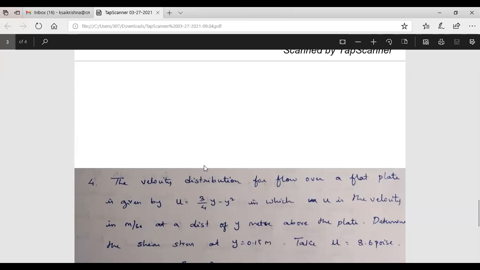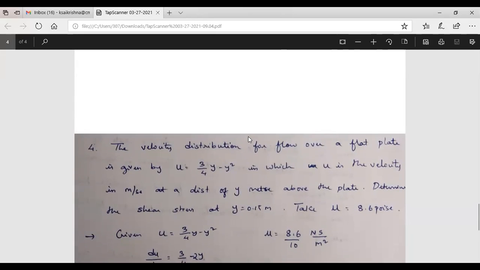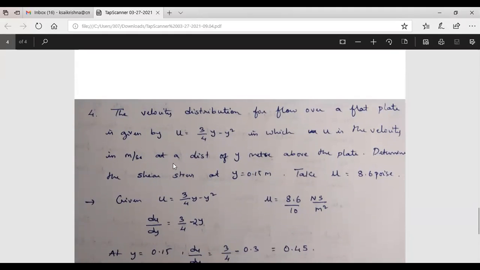Finished? Have you copied the question? Yes, sir. Right. So first write down the given data, what he gave to us. So he has given this equation, that is u equal to 3 by 4 y minus y square. But in the problem, what do you need? We need du by dy. So differentiate this with respect to y. So du by dy equal to what you'll get? 3 by 4 of y, with respect to y, this becomes 1. 3 by 4 minus y square, this becomes 2y. So du by dy equal to 3 by 4 minus 2y.